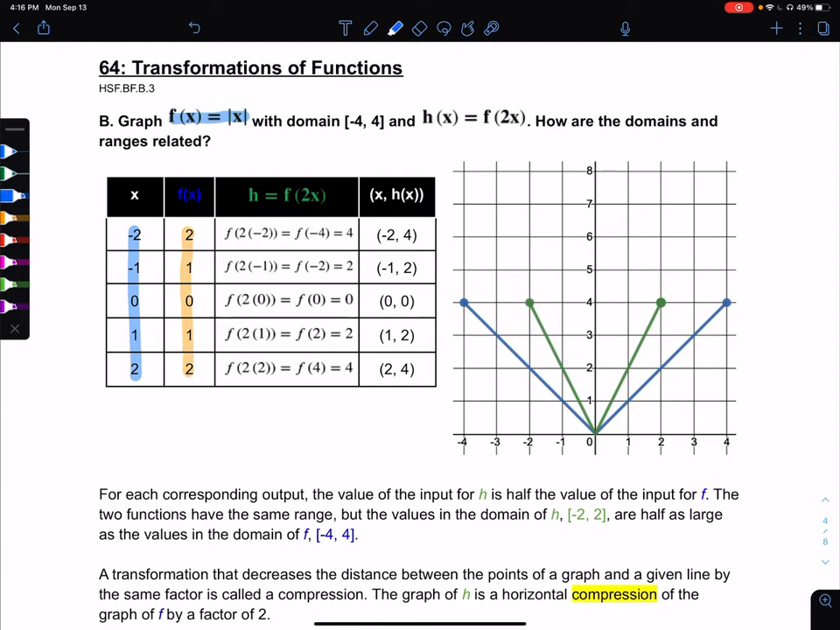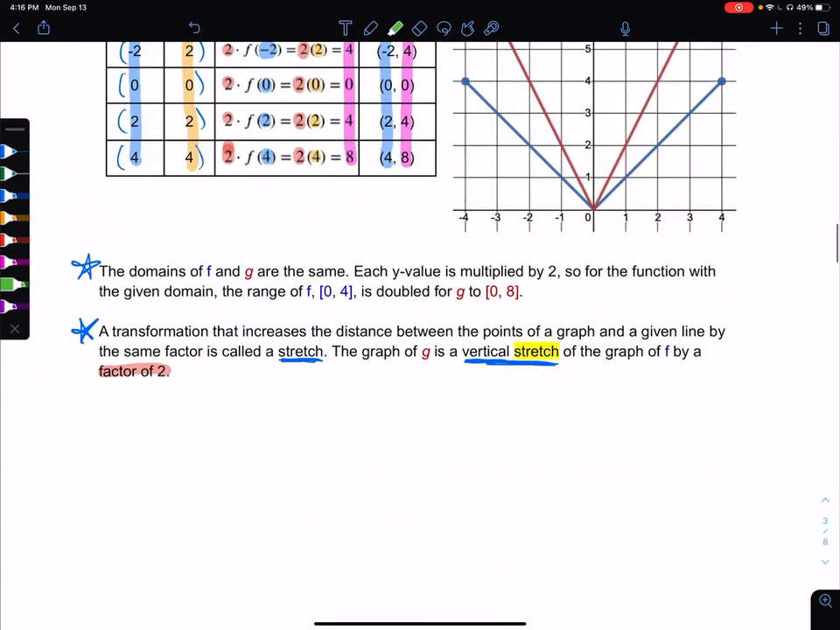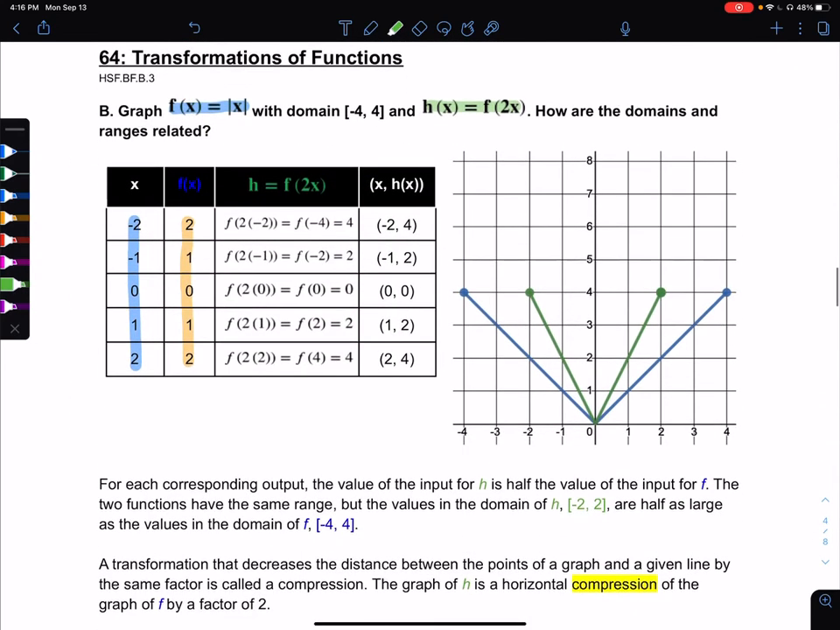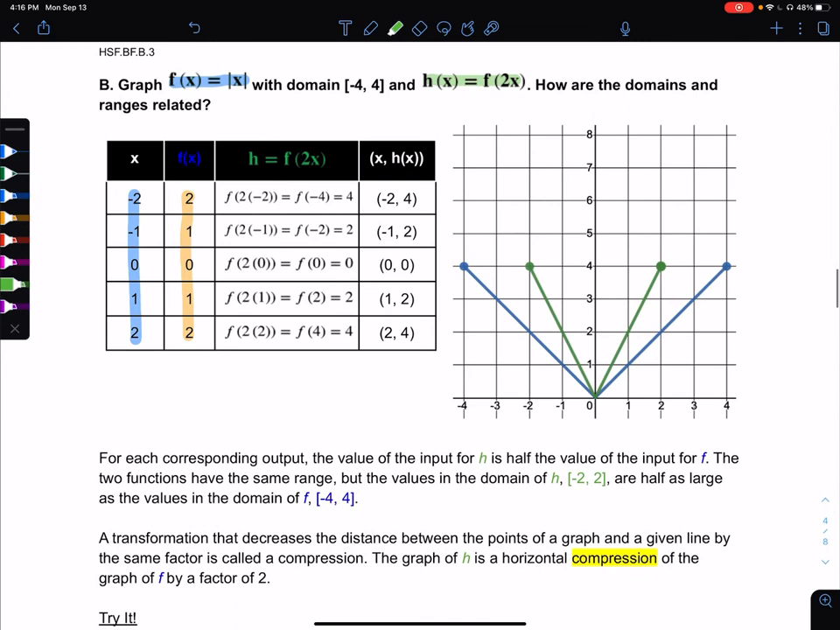In terms of h of x, we're still looking at the same domain, but this time h of x is f of 2x. So notice before with g of x, that 2 was outside, it was 2 times f of x. This time that 2 is on the inside, it's f of 2x. So you'll see that that's going to make a different change to our graph.